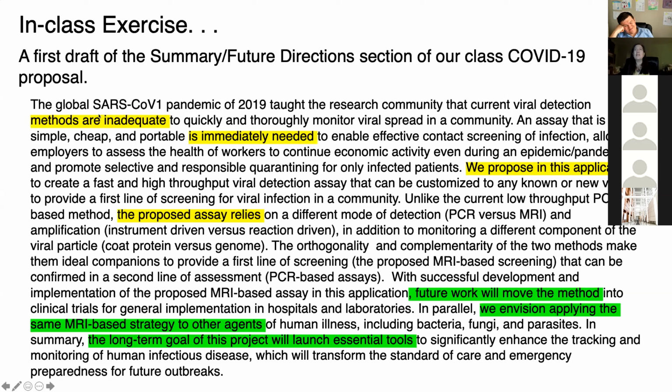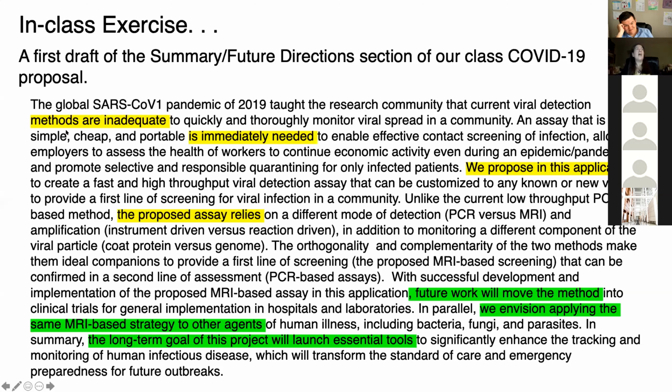So anyway, here's my attempt at it, and I don't know how much you want me to read this, but I loved this. I was particularly proud of this first sentence, so I'll read that one. The global SARS-CoV-2 pandemic of 2019 taught the research community that current viral detection methods are inadequate to quickly and thoroughly monitor viral spread in a community. And I think that is really what we've learned in this. That's my take home for how maybe my lab could impact this world.